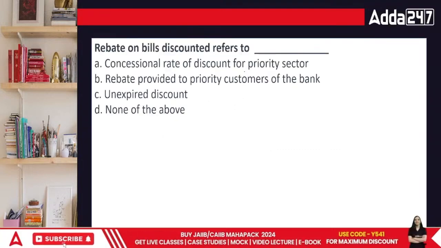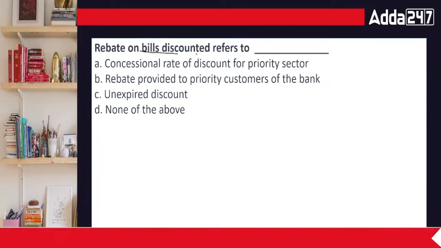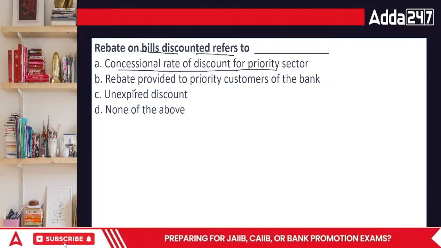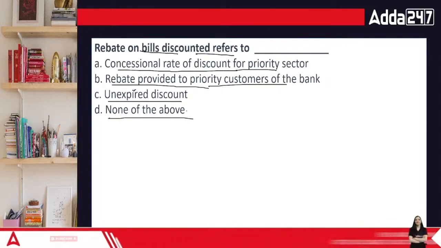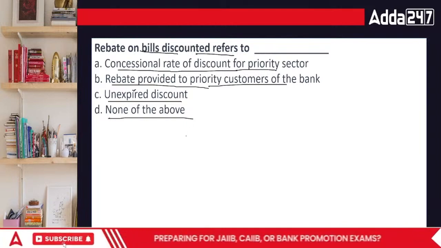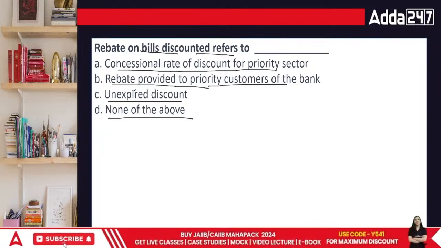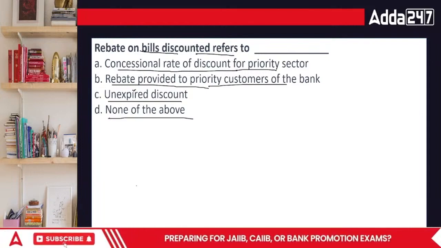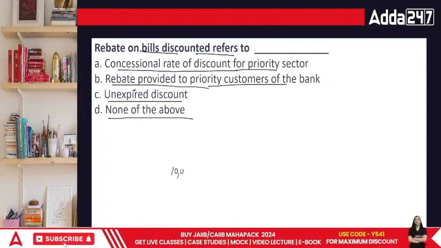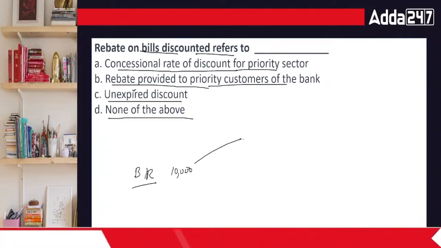Next point: the rebate on bills discounted refers to concessional rate of discount on priority sector, rebate provided to priority sector banks, unexpired discount, or none of the above. Rebate on bill discounted: I sold my bill to the bank and the bank gave me money, and I'm using this money in my business. Say I had 10,000 rupees, this was the bills receivable, and I sold it.